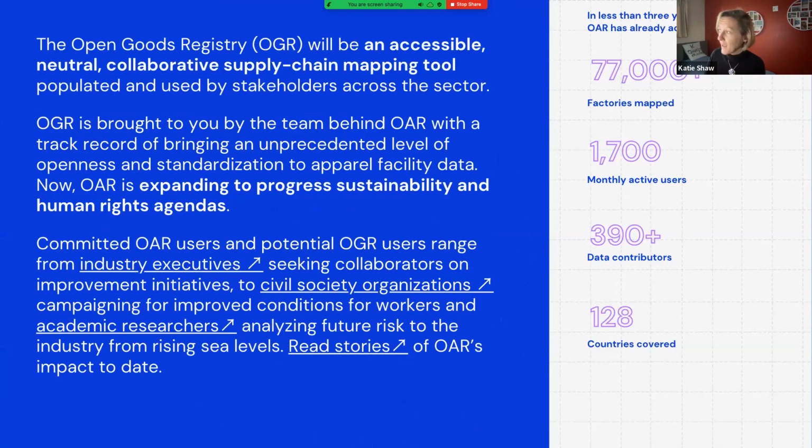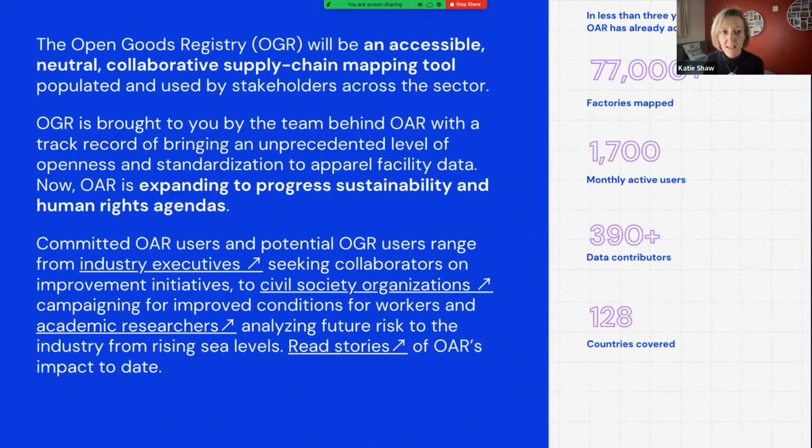And what it will be is an accessible, neutral, and collaborative supply chain mapping tool that many users familiar with Open Apparel Registry will have become accustomed to. And it will follow that same model where the data is populated and used by stakeholders from across multiple different sectors. And as I said, it will be brought to you by the team behind Open Apparel Registry. And we've got this experience of bringing an unprecedented level of openness and standardization to apparel facility data.